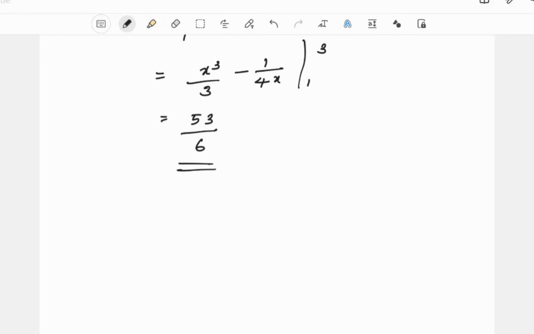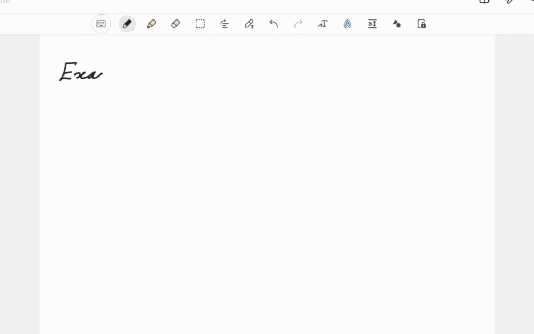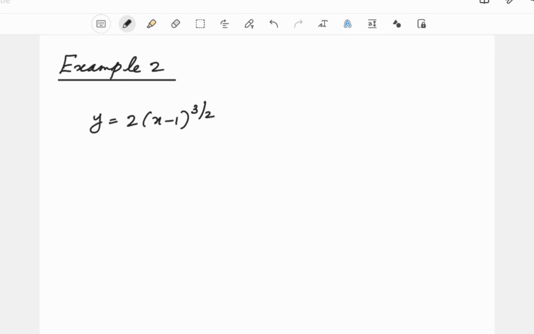Now we can have another example. Example 2. Find the arc length of the graph of the function y is equal to (2x minus 1) the whole raised to 3 by 2, from P of (1, 0) to Q of (5, 56).